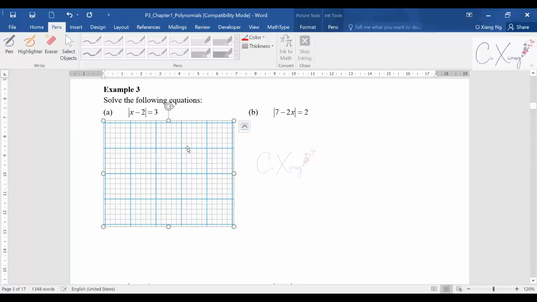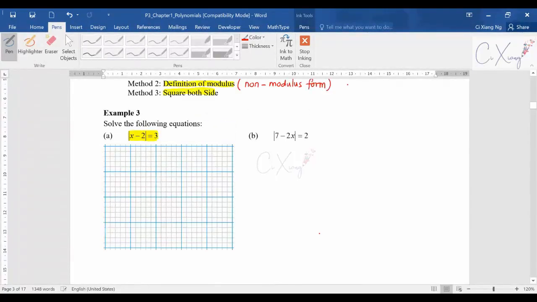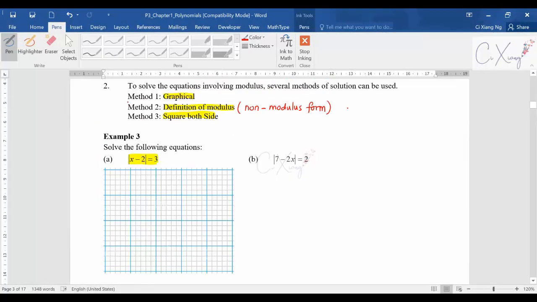Okay, so let's start with example 3, part A. For part A, you have modulus x minus 2 equals 3. So how can I solve and get the answer for this one? There are three methods here. I will start with method number 1, the graphical method.